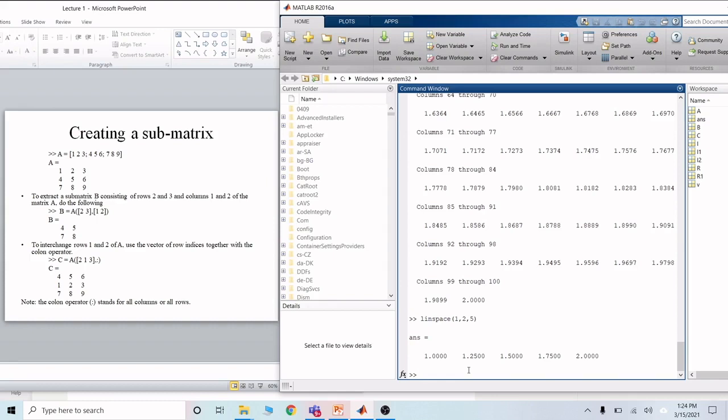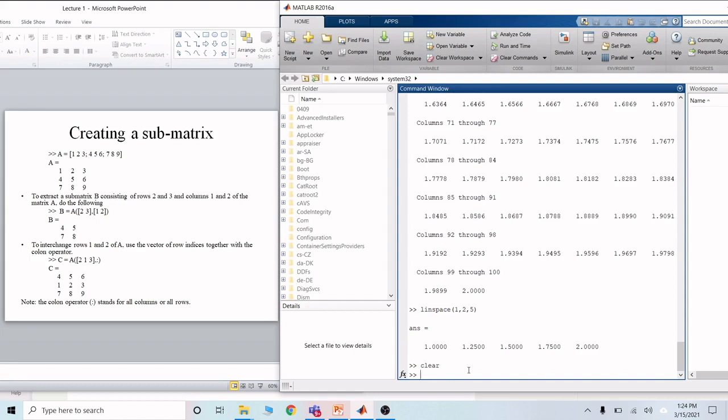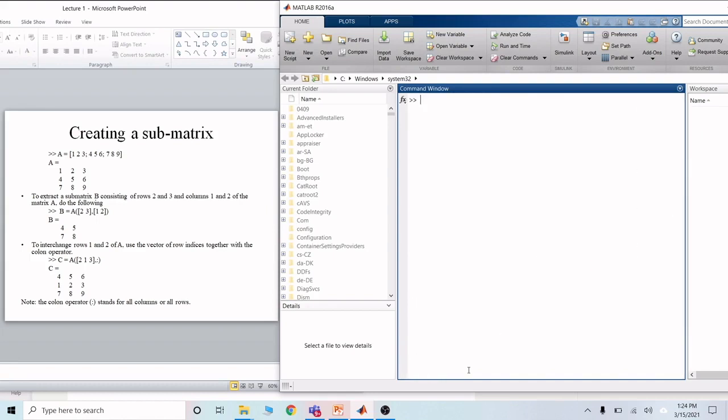Let's start. CLEAR, clear the workspace. CLC, clear the command window. Start with A is equal to [1 2 3; 4 5 6; 7 8 9].